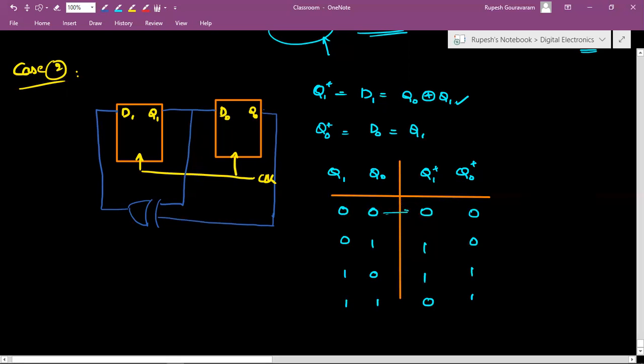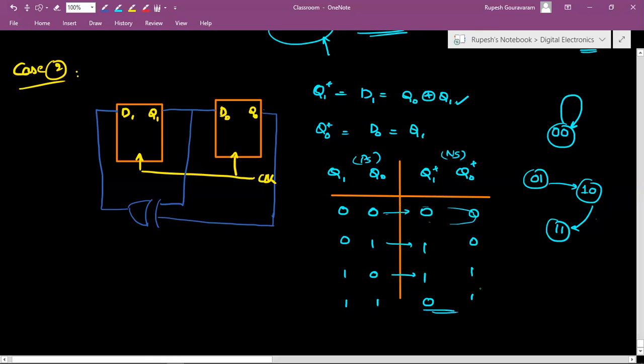That means if it is 0, 0, then it remains in the 0, 0 state. NS stands for next state, PS stands for present state. So the next state will be 0, 0 itself. And if it is 0, 1, next state will be 1, 0. 1, 0, next state will be 1, 1. And if it is 1, 1, next state will be 0, 1. So this is a mod 3 counter again.